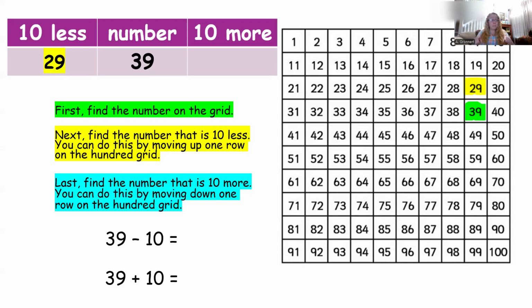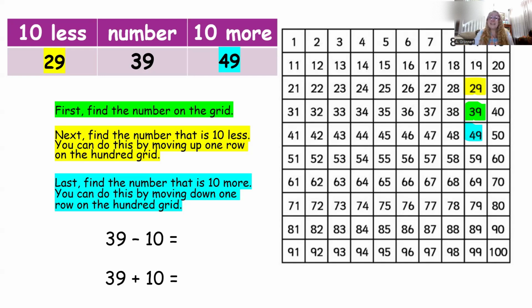Do you remember how to find the number that's 10 more? Yes, we move down one row. Do you see that number on the grid? You got it. It's the number 49. Now we write that into the chart. And we know 49 is 10 more than 39. So now we can solve our equations.